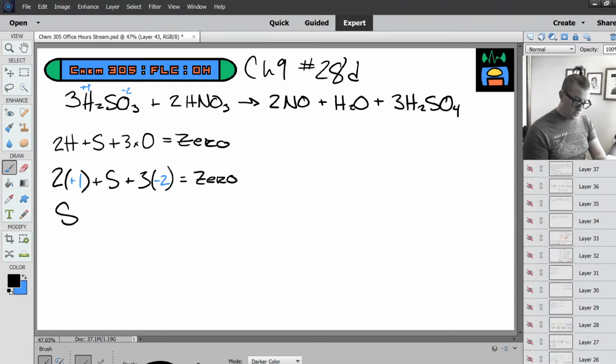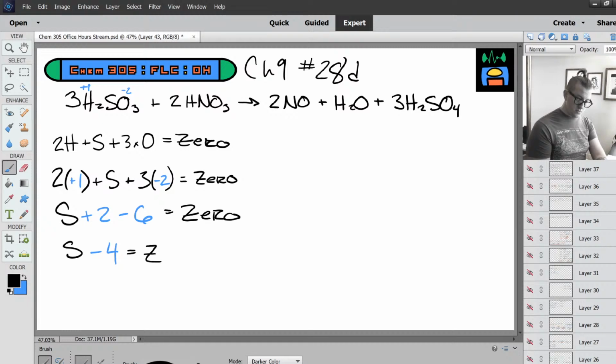So we have sulfur +2 -6 equals 0. So if sulfur -4 equals 0, that means that sulfur must have an oxidation state of +4.